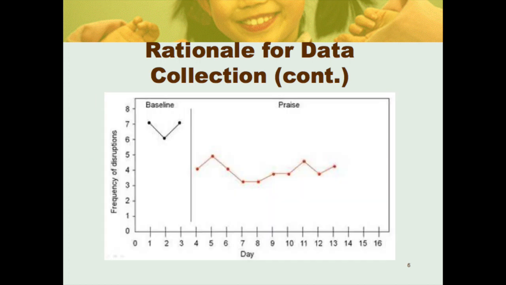Here's a common way that data is expressed. The baseline of the frequency of disruptions is graphed on the left in black. Next, the intervention, some sort of verbal praise, is graphed on the right in red. You can see that the frequency of disruptions is reduced significantly from the baseline to the intervention phase, and you can safely assume that the intervention was effective.